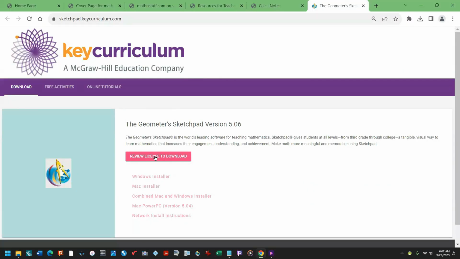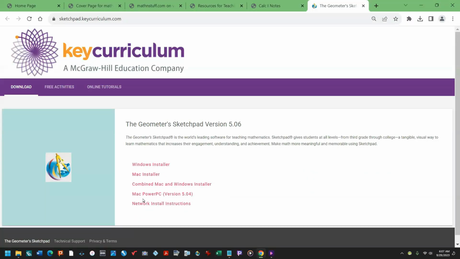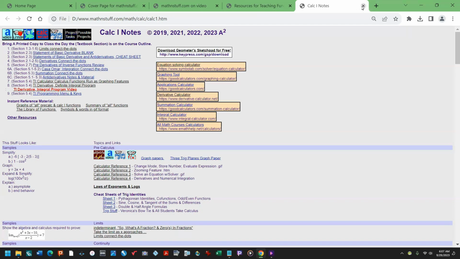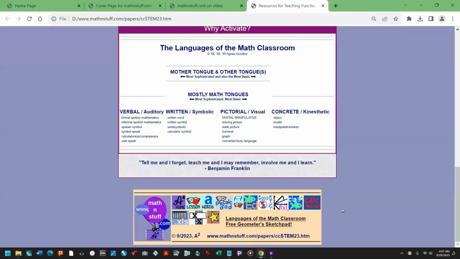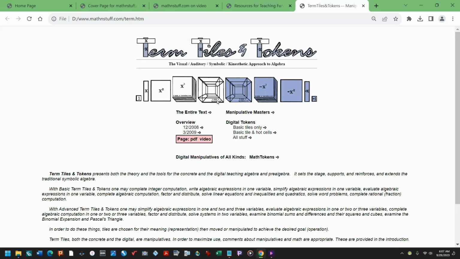You can download Geometry Sketchpad. What else should I show you? Get rid of that. Back down to here. Languages of the math class, free Sketchpad, spreadsheets, digital manipulatives. Those are the algebra tiles. We looked at those before. The PDF of this page is there. The video is not. I have not written it yet.